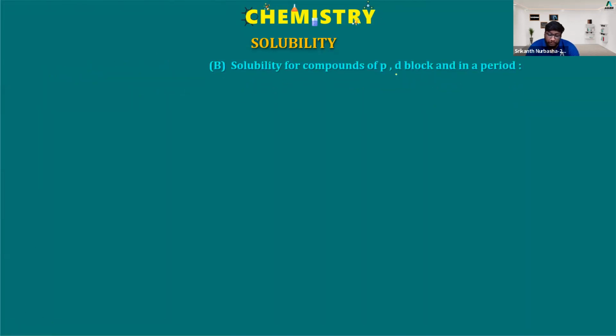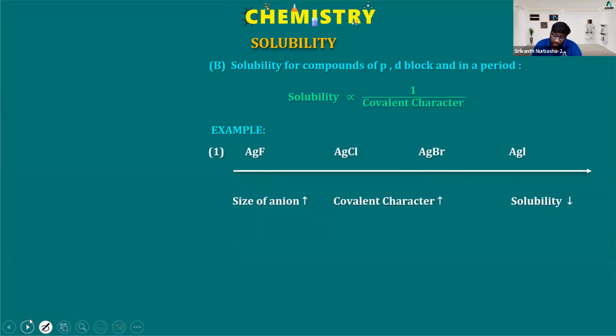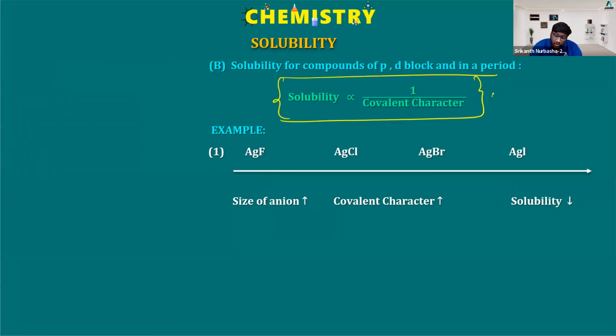Solubility for compounds of p and d block elements, that is in a period. If you take solubility for the p and d blocks, AgF, AgCl, AgBr, AgI, there you have to go with this order. Solubility is inversely proportional to covalent character. AgF, AgCl, AgBr, AgI. Everywhere we have the same charge, Ag plus, plus or minus 1.